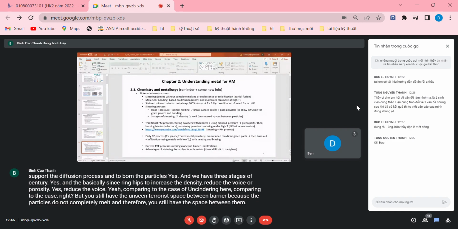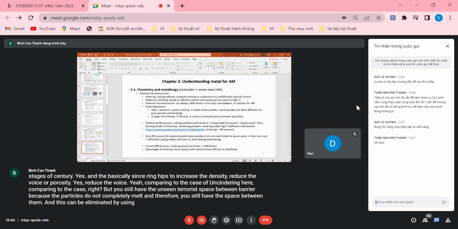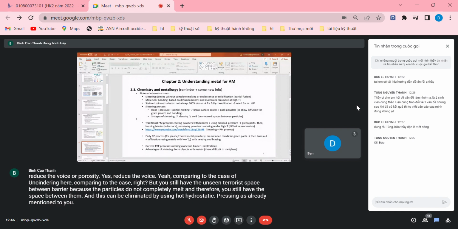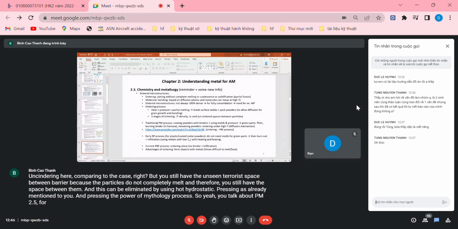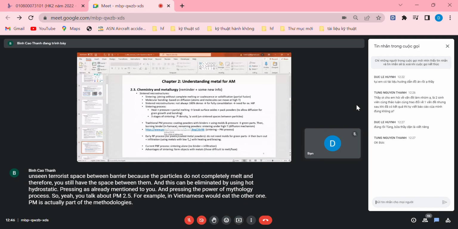And this can be eliminated by using hot isostatic pressing, as I already mentioned to you. And the traditional powder metallurgy process. So you talk about PM 2.5, for example. In Vietnamese, PM 2.5 is something, right? PM is actually powder metallurgy, bụi kim loại.